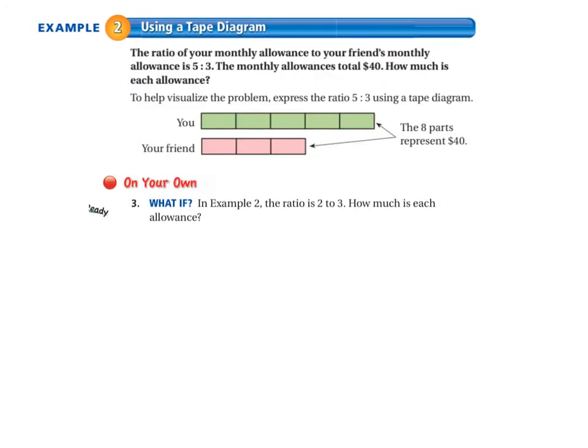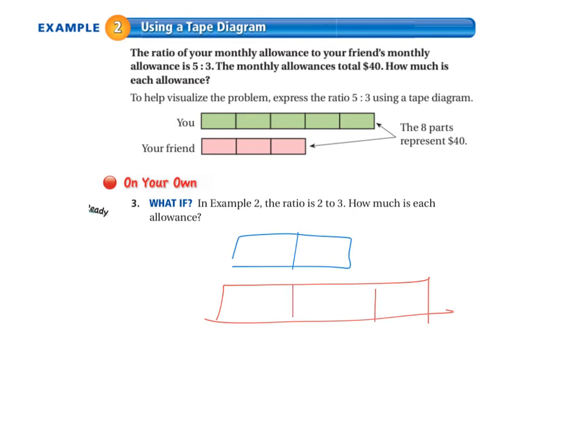Okay, for the purposes of your problem, I copied example 2 back onto this page so that you could solve it, except your tape pieces won't be the same. In yours, it says right here that your friend and you are 2 to 3. So you this time are 2 pieces of tape, and your friend is 3 pieces of tape. So they have 1 more piece of tape than you. And we still are going to total $40. So do the same thing that we did in example 2 and figure out how much money you make.